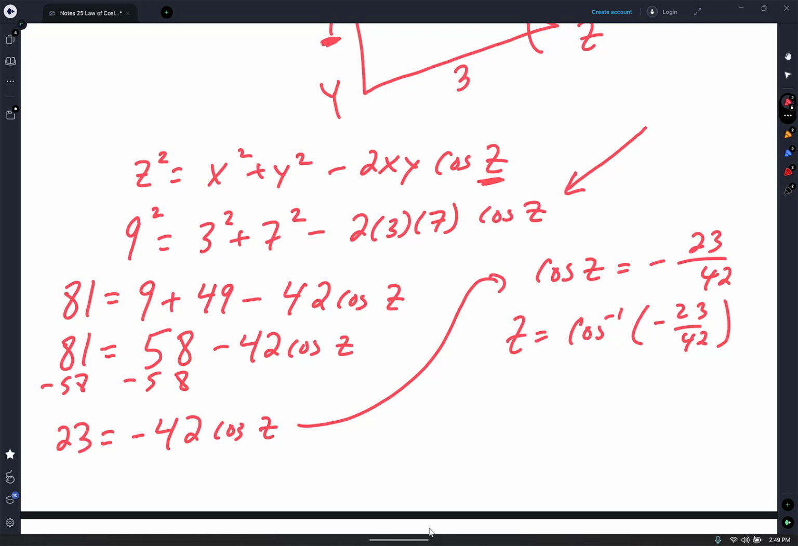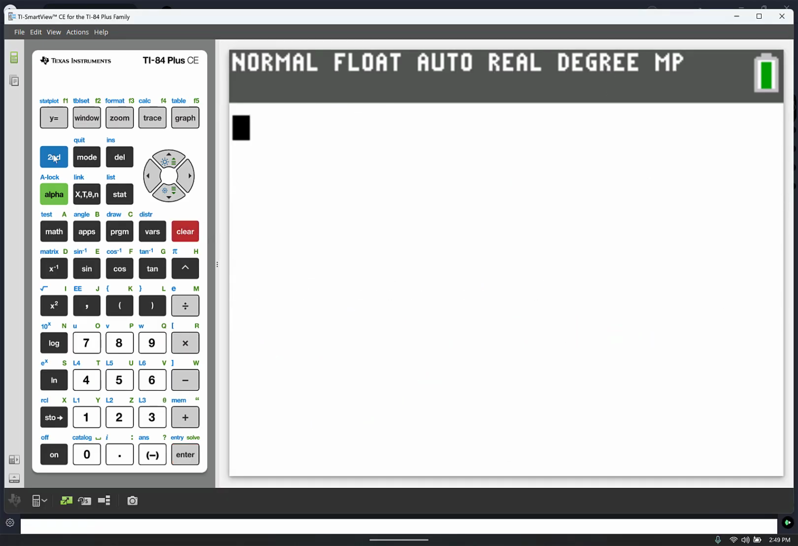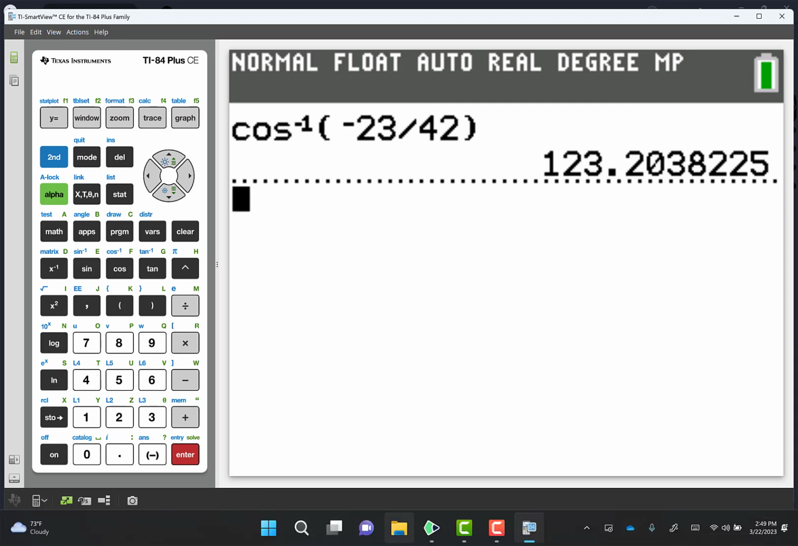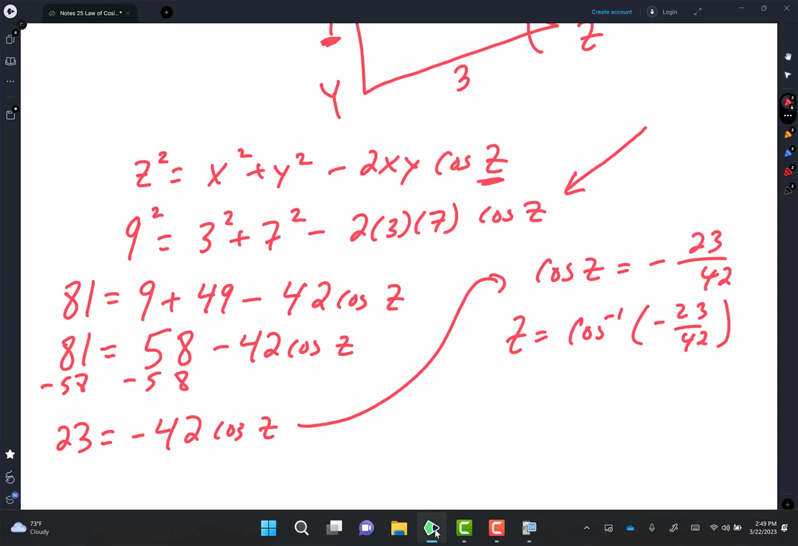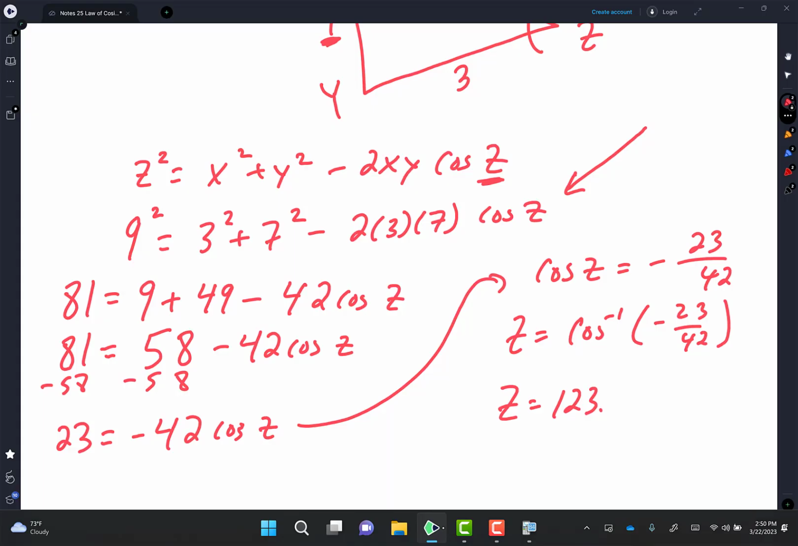Does that make sense? So I take my calculator, make sure you're in degree mode, mine is, and I'm going to push second, arc cosine, put a negative, 23 over 42. 123. Yeah, it's an obtuse. 123.2. So obviously my picture is not even anywhere close to scale. Z equals 123.2 degrees.